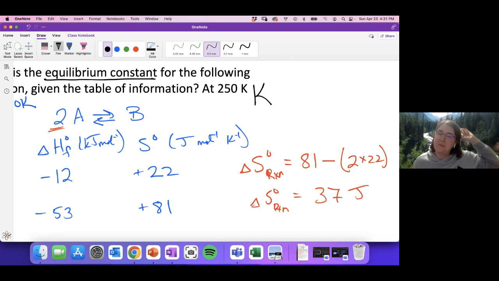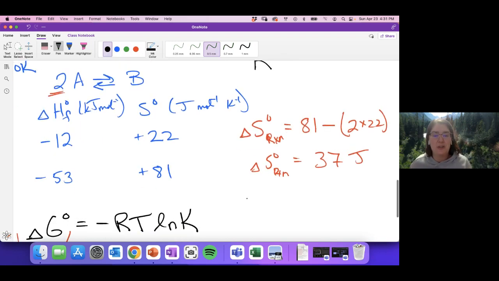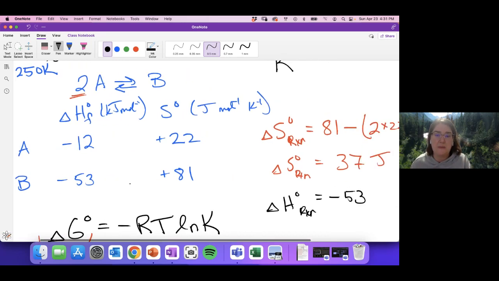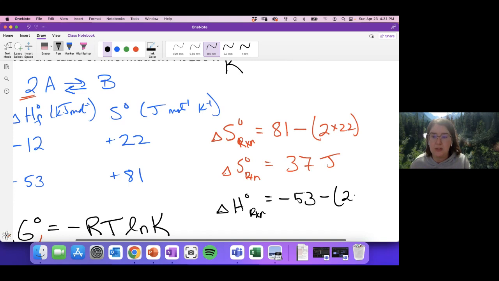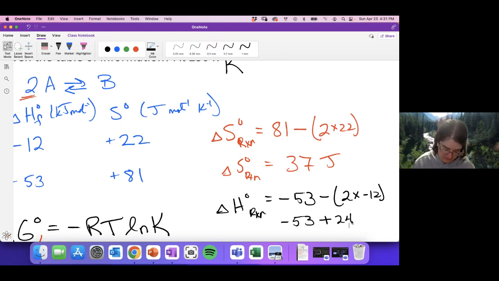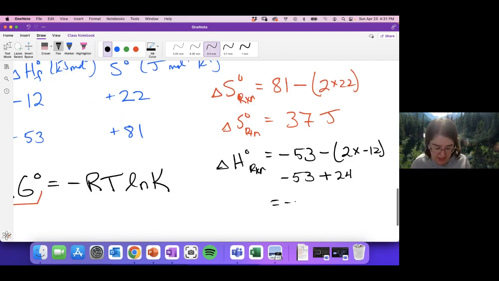So there's my delta S value, my delta H value. We're going to do essentially the exact same math, where we're still going to do products minus reactants. So my product is B, that's this negative 53, minus 2 times negative 12. So that is negative 53 minus negative, so basically we're adding 24. So my value of delta H is a negative 29, and that is in kilojoules.